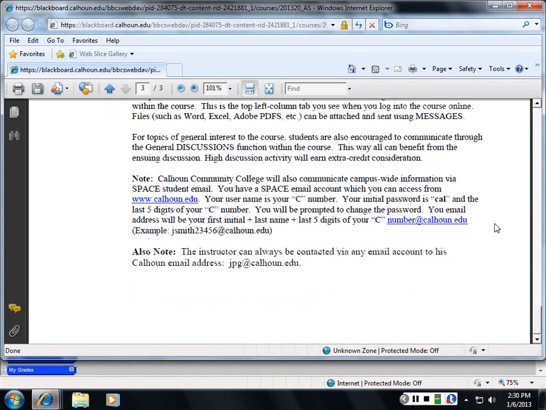You have made it into this course, so you know how to log in, but in case you forget, your username is your C number, your password is Cal, and the last 5 digits of your Calhoun C number. And for your email, you have a space email account with Calhoun. That is your first initial plus your last name, plus the last 5 digits of your C number as well. And that will be your space email account.